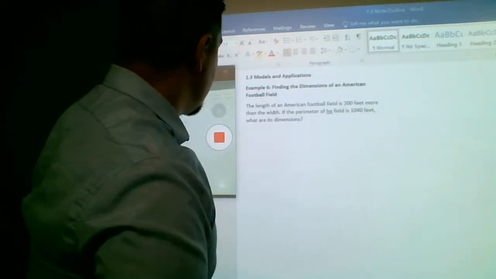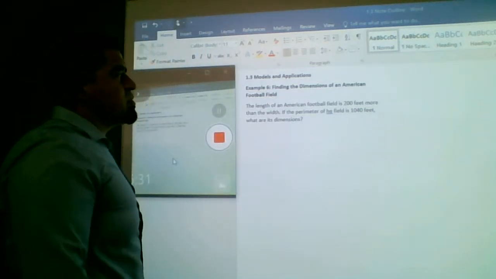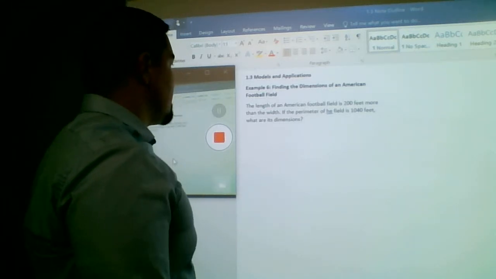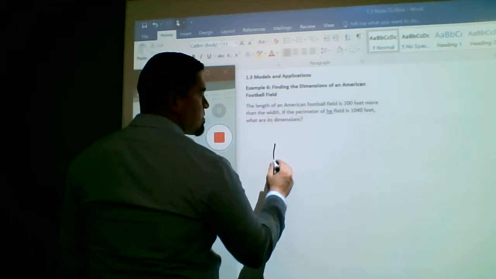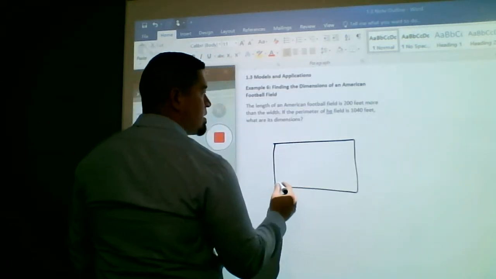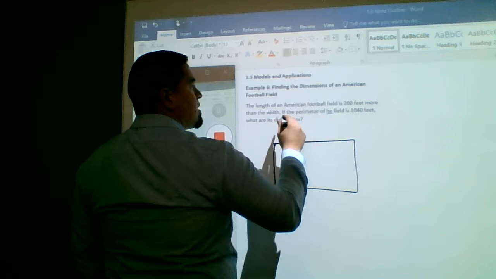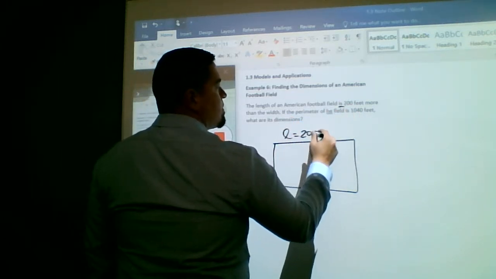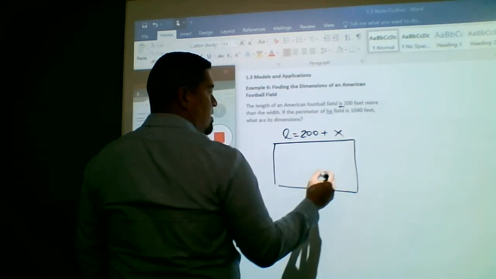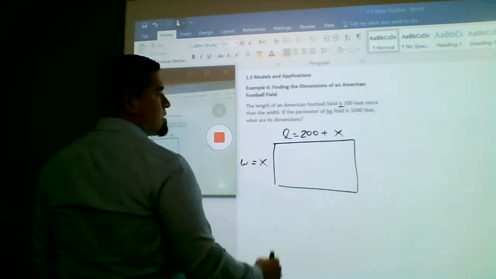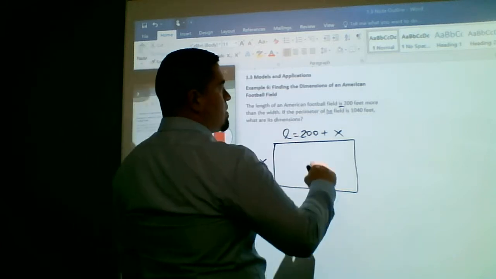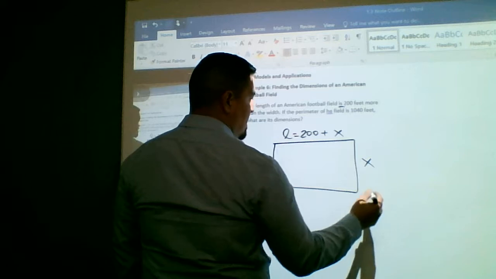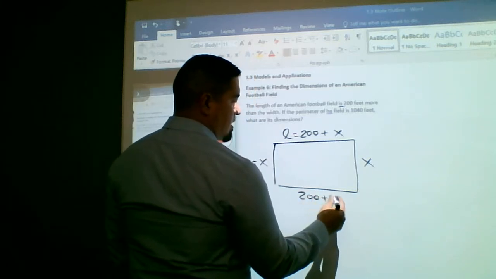Okay, final one I'll do is the length of an American football field is 200 feet more than its width. The perimeter of the field is 1,040 feet. What are the dimensions? It's pretty much like a repeat of the last problem, except now it's a football field. So the length equals 200 feet more than the width that we'll call x. If the perimeter of the field is 1,040, what are the dimensions? Remember that's x, and that's also 200 plus x.